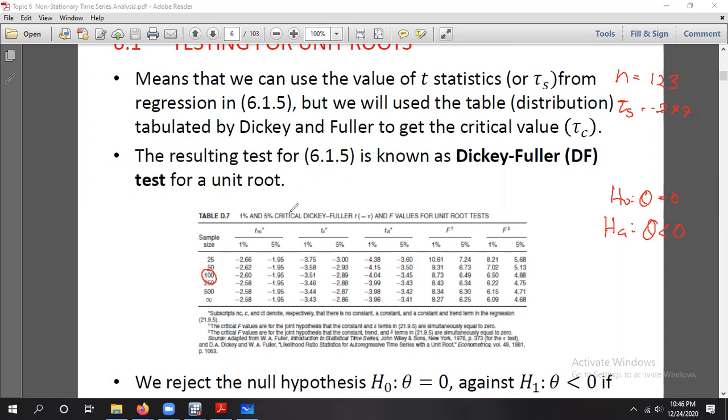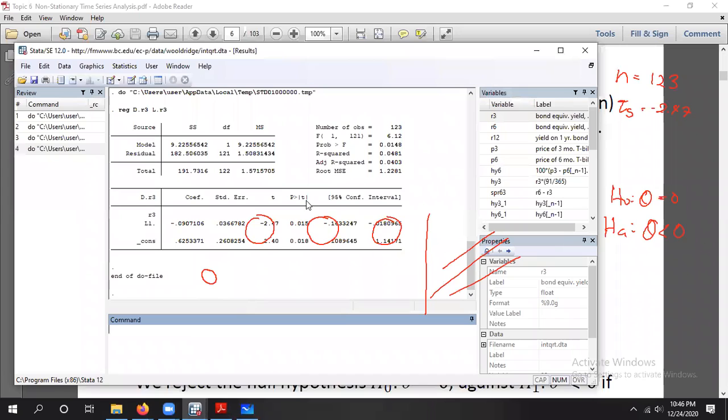Like I said before, we don't use this one, because it refers to the joint hypothesis; we only concentrate on this one. This is for the no-constant case. This refers to when our model has a constant. This is for the constant and the trend. Based on our regression, we have the trend and we have the constant, right?